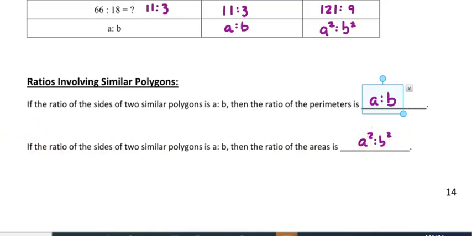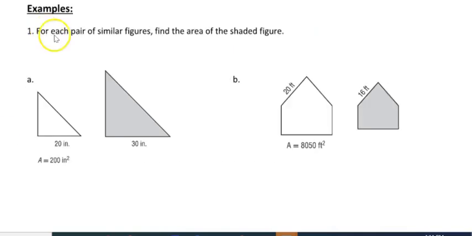So now we're going to use that in some practice problems. And in this case, you can go whichever way you want. They're not asking for a certain direction. They just want to know the area of the shaded figure. So what we know is the unshaded figure. We know the area is 200. So I'm going to put the one we do know on the bottom. So in this case, it's going to be the unshaded for both of these. And I'm going to put the shaded on top just because that's how I'm going with it.